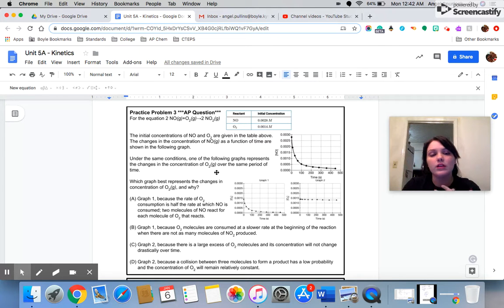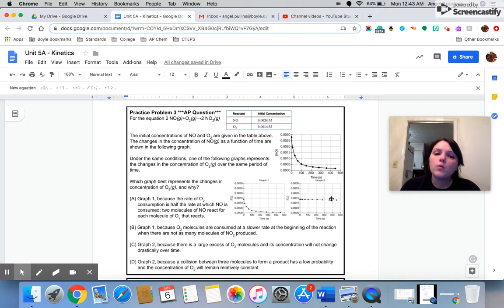That makes it a relative reaction rate problem. Okay, so we've got these two graphs, and we can see here that they both start at the correct initial concentration, so that's not really going to help us pick out which one is the correct one. But graph 1 has the same exponential decline that the concentration of nitrogen monoxide has, while graph 2 is more like a steady, almost straight line.